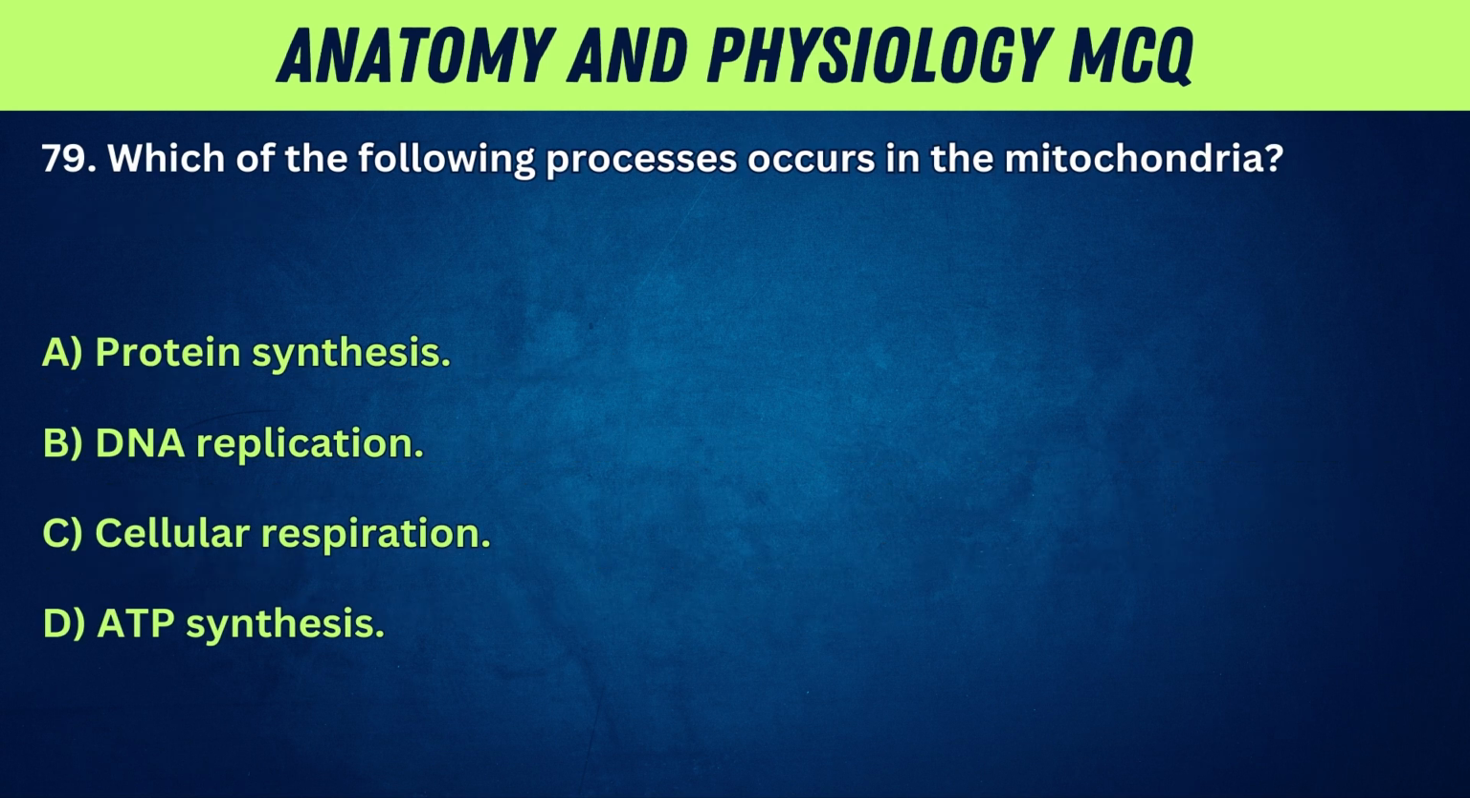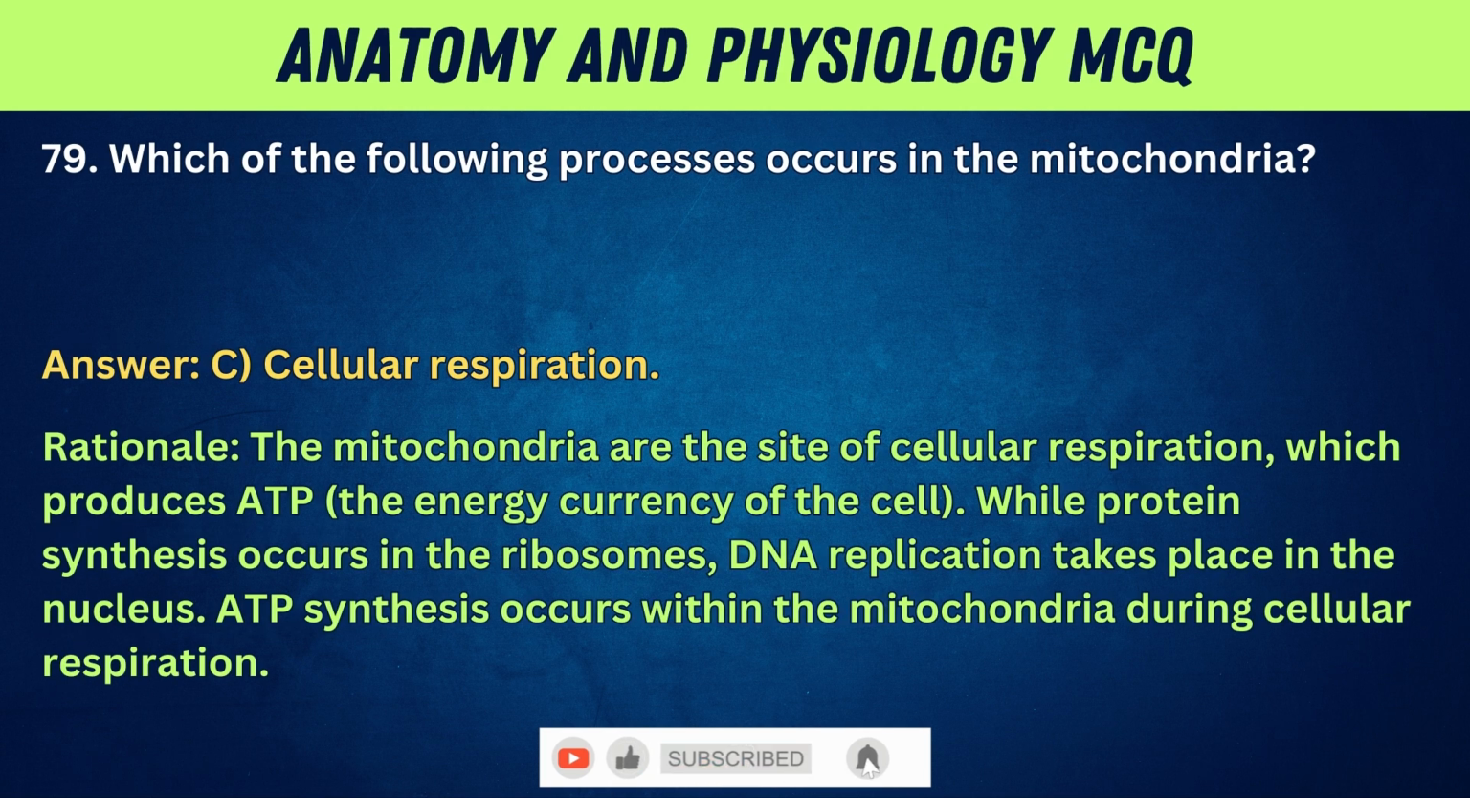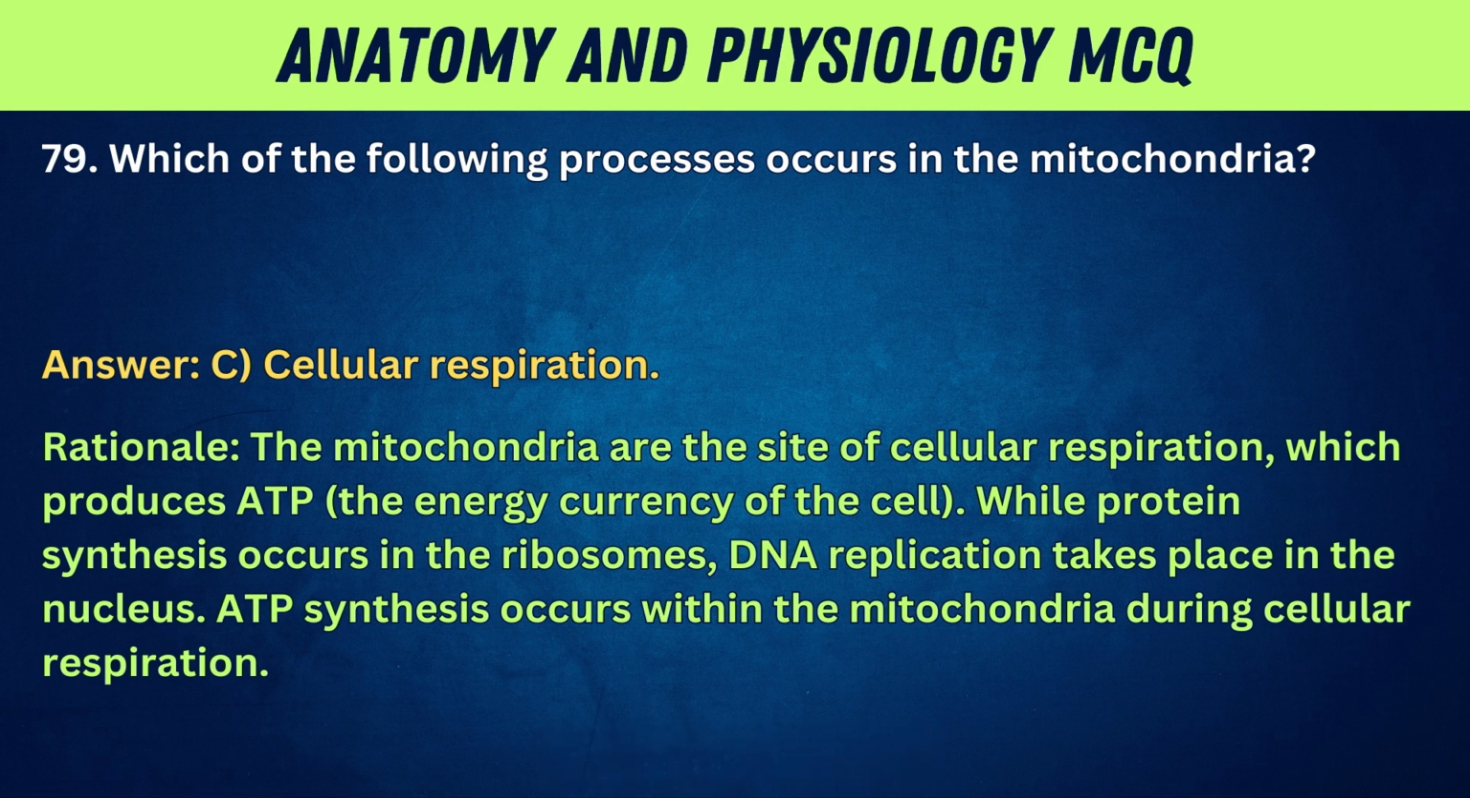79. Which of the following processes occurs in the mitochondria? A. Protein synthesis. B. DNA replication. C. Cellular respiration. D. ADP synthesis. Answer: C. Cellular respiration. Rationale: the mitochondria are the site of cellular respiration, which produces ADP, the energy currency of the cell. While protein synthesis occurs in the ribosomes, DNA replication takes place in the nucleus. ADP synthesis occurs within the mitochondria during cellular respiration.